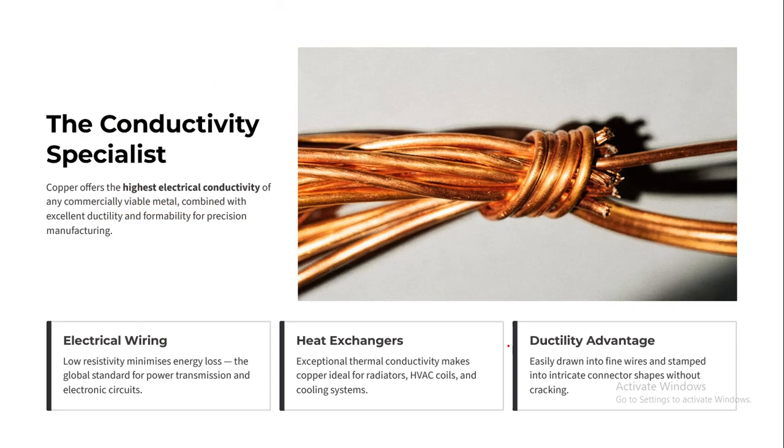Copper offers the highest electrical conductivity of any commercially viable material, combined with excellent ductility and formability for precision manufacturing. It is used mainly for electrical wiring because of its low resistivity that minimizes energy losses. Next, it is used for heat exchangers because of its exceptional thermal conductivity, and it is also used for making fine wires because of its ductility.